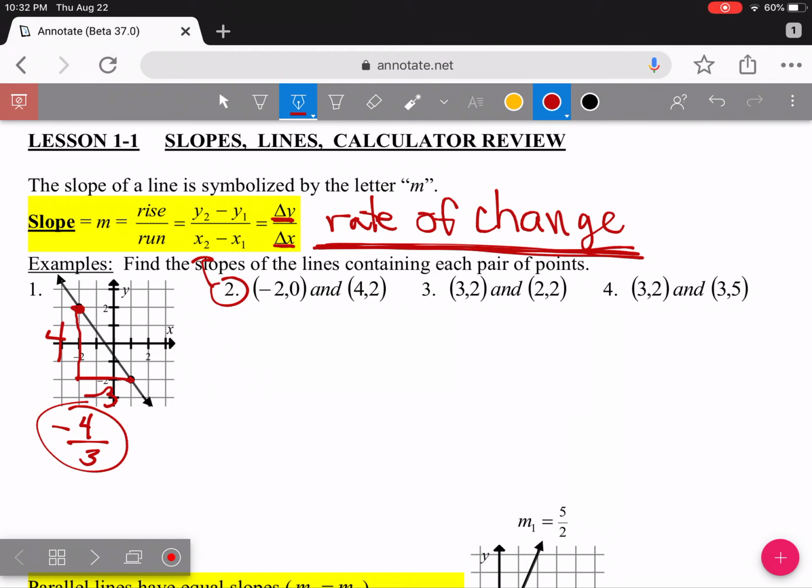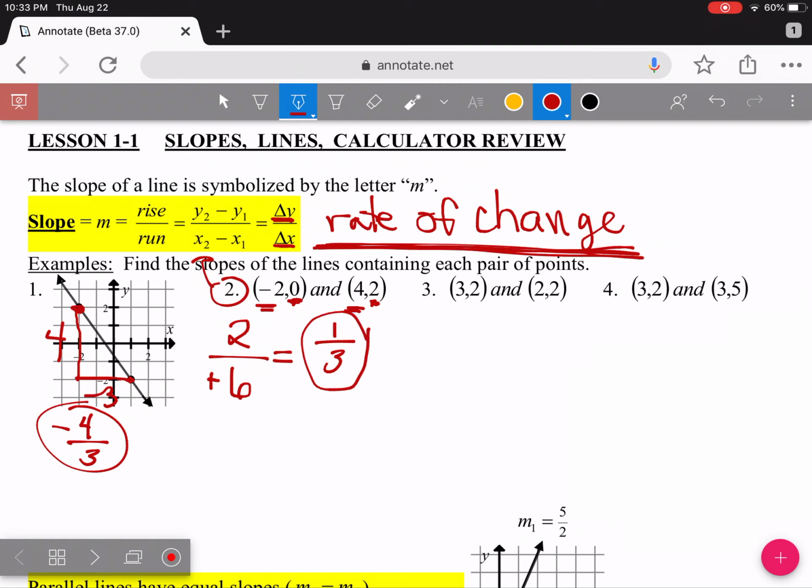Here's our y, this is our rise. We want to know how much it's changing. The rise starts at 0 and then goes to 2. If I'm on a number line and I start at 0 and go to 2, I changed 2 in the positive direction. And now if I start at negative 2 and I go to 4, I changed positive 6, because I went from negative 2 to positive 4. So my slope for this line would be 1/3.